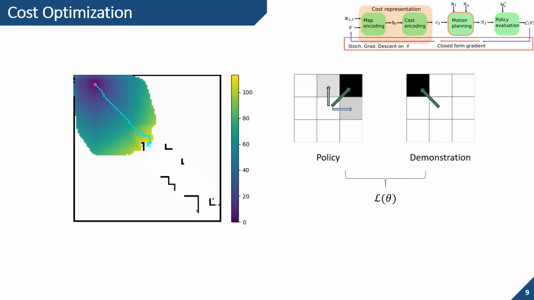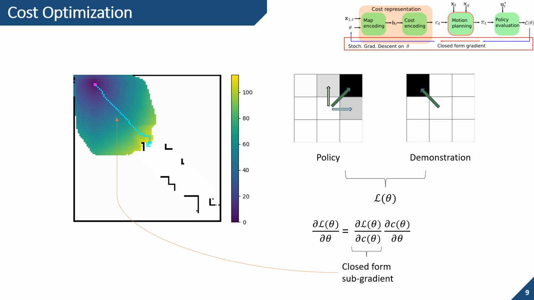To optimize the parameters of the cost function, we compare the predicted policy and the demonstrated control. The loss is backpropagated through the planning algorithm with a closed-form subgradient, which can be efficiently retrieved from the optimal cost to go values.